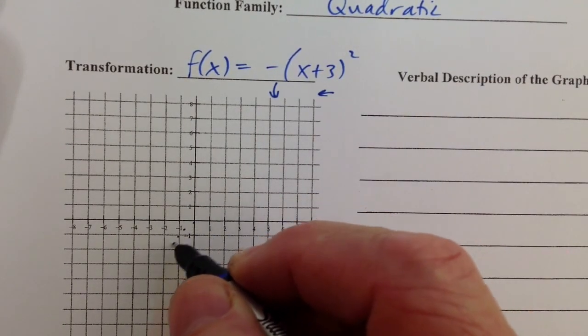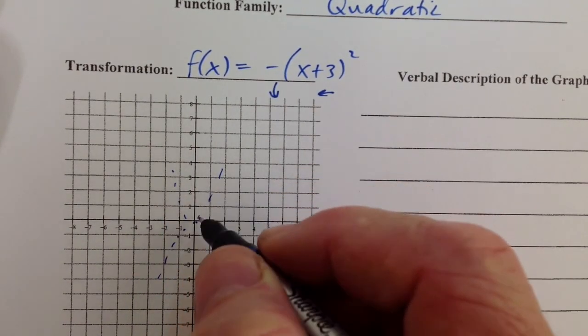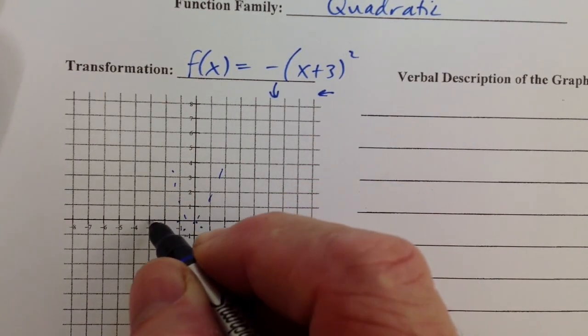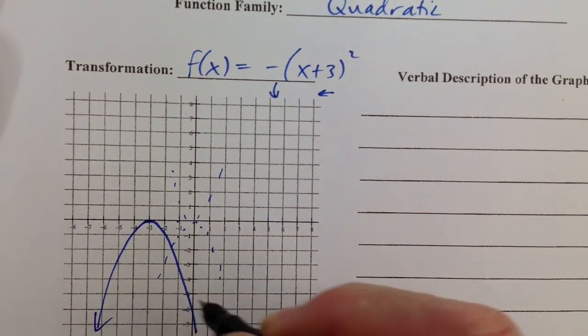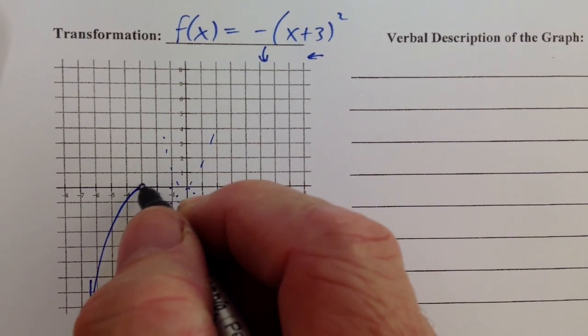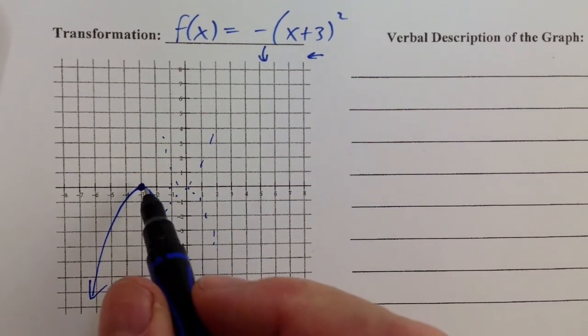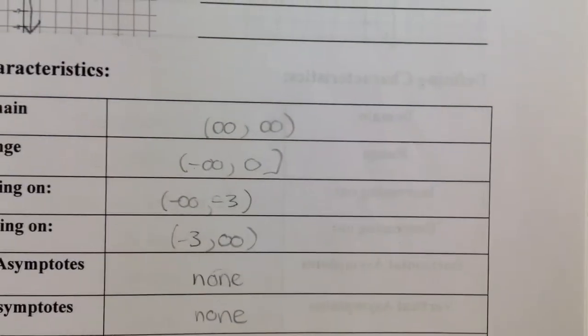So it used to be like this. Okay, so we flip this graph of x squared over the x-axis, and we move it 1, 2, 3 to the left, and so it looks like that. Okay, with the vertex of this parabola at negative 3, 0. Okay, and then let me find my defining characteristics.